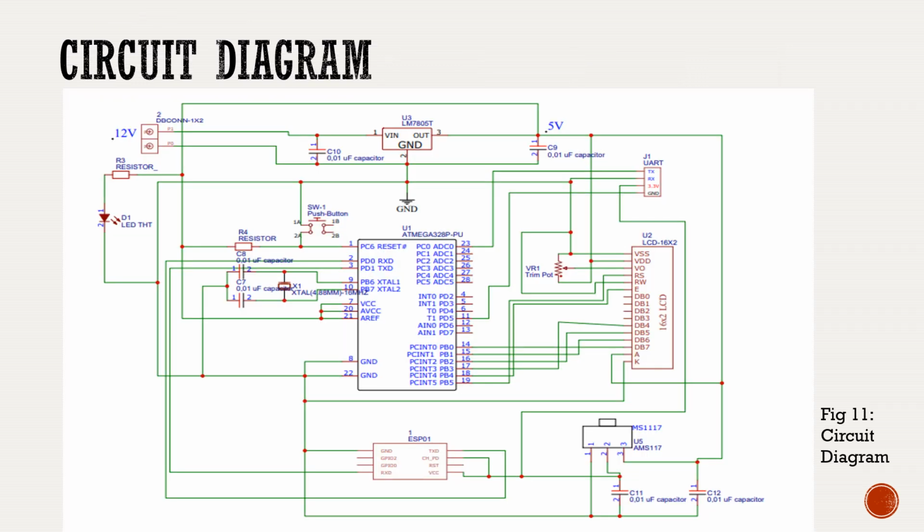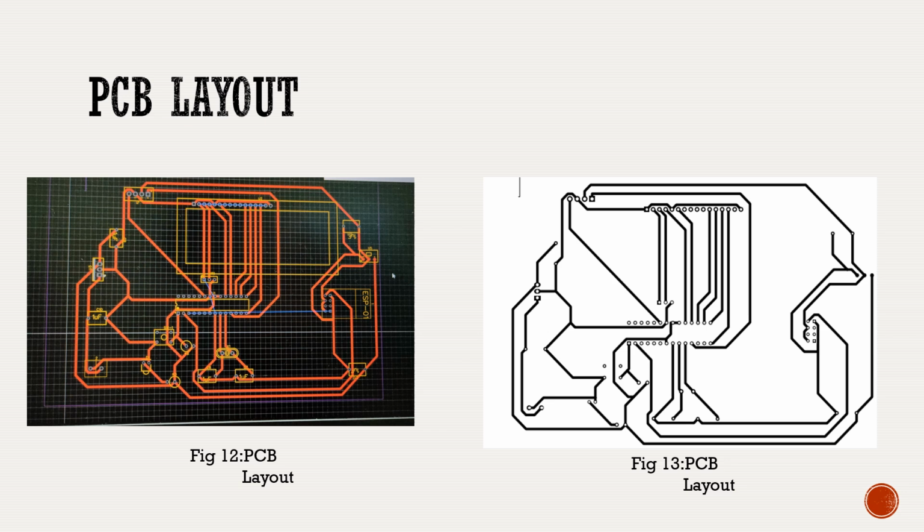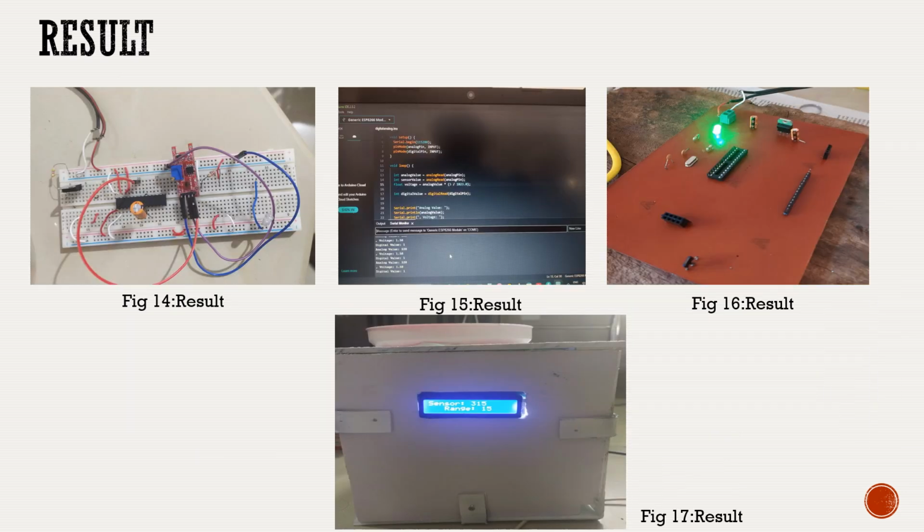Okay, the following slide is our circuit diagram which we created on EasyEDA. And this is our PCB layout. Okay. The following slide is our result. First one is the breadboard level output we obtained and the output on the serial monitor. The second is the PCB, the working of PCB.